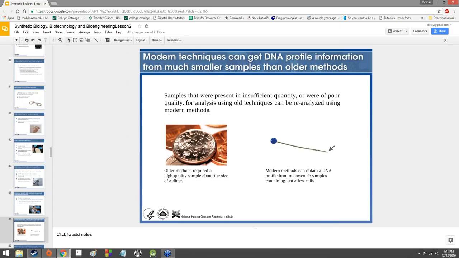In addition to that, samples that were of insufficient or poor quality using old techniques are revisited using modern techniques. Modern techniques can get DNA profile information from much smaller samples. Older methods required a high quality sample about the size of a dime. Modern methods can obtain a DNA sample from microscopic samples containing just a few cells. So we're talking a fraction of a percent of the original amount of DNA necessary. Not the head of the pin, but the point of the pin.